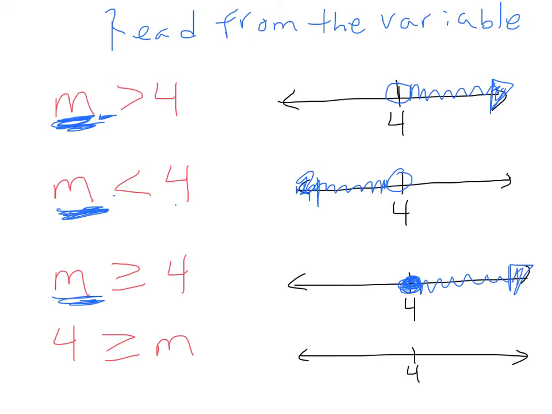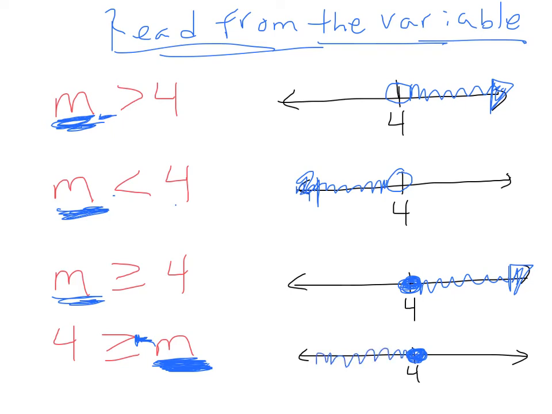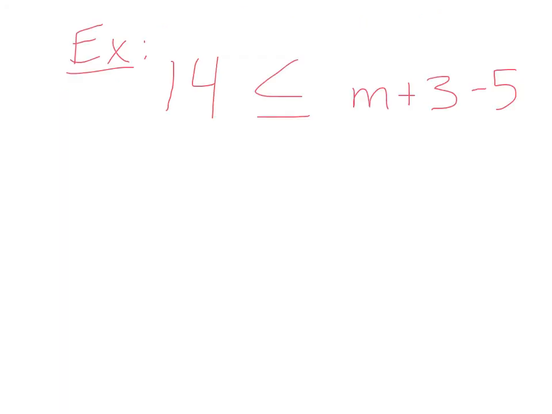Now be very careful with this next one. I'm trying to trick you. You want to read from the variable. So starting over here, read this. The numbers m that are less than or equal to. Well, here's 4. The numbers that are less than or equal to 4, less than, left. So you'd be shading out this way. Yeah, that's as complicated as it gets, folks.